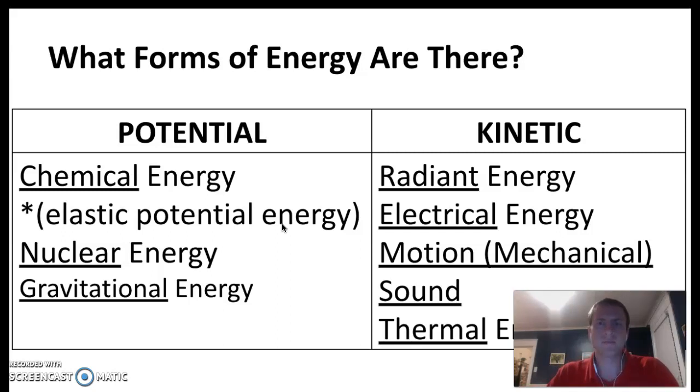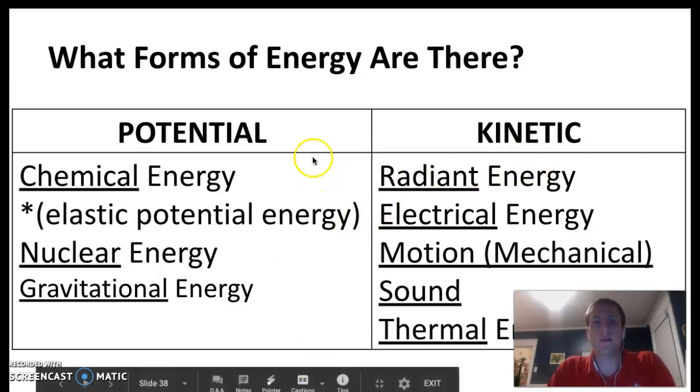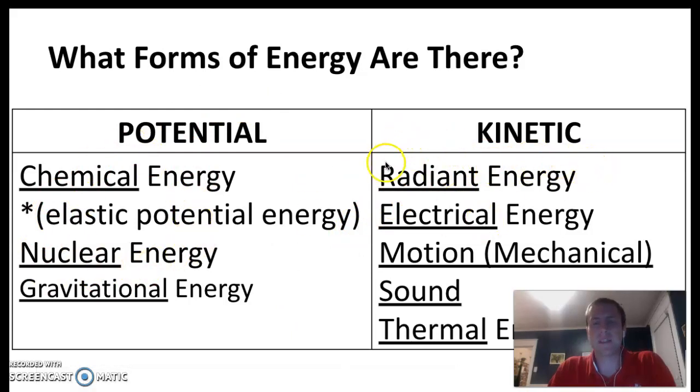Nuclear energy, gravitational energy. I'm actually not going to read through all these just yet in depth. And then there's only 3 types of potential energy that we're going to be talking about today. And then kinetic energy, which is radiant energy, also known as light energy, electrical energy, motion, which is just like a catch-all. If we don't know how to describe it, but we know it's moving and it's causing matter to change in some way because of its motion, we're going to call it motion energy. Sound and thermal energy. Let's dig into each one of these.